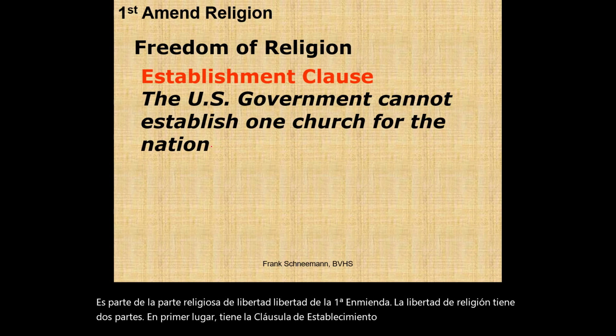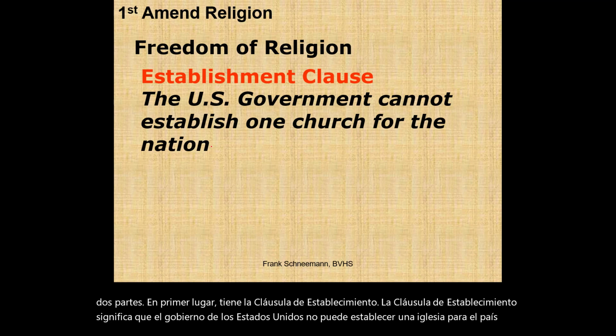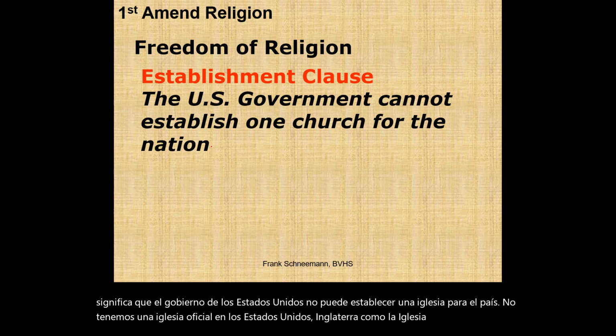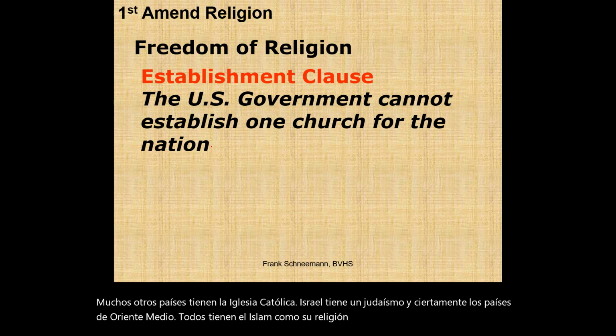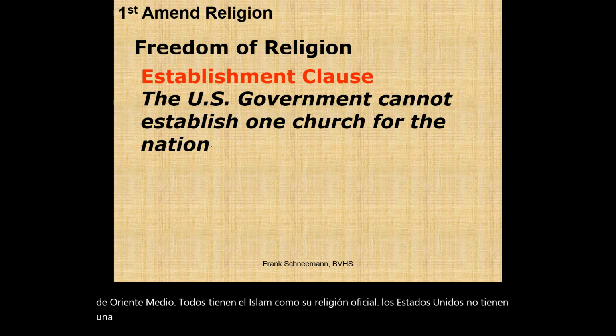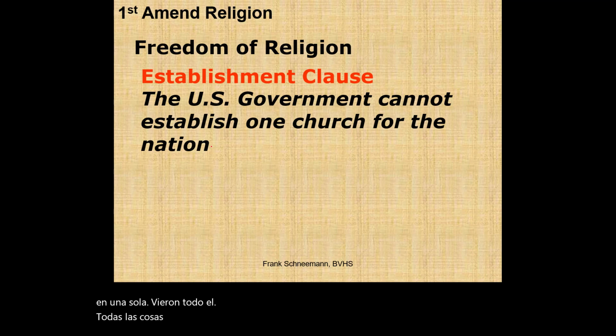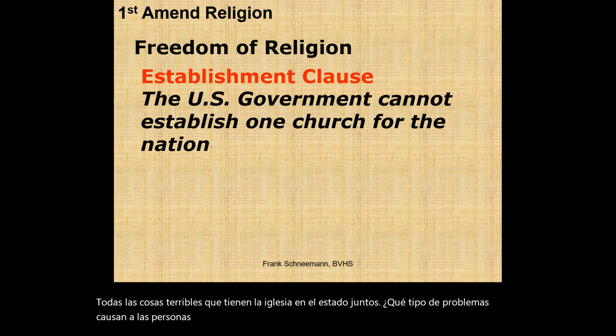England has the Church of England. Many other countries have the Catholic Church. Israel has Judaism. And certainly the Middle East countries, they all have Islam as their official religion. The United States does not have an official religion. The Founding Fathers did not want the church and the state to be combined into one. They saw all the terrible problems that having the church and the state together caused for people throughout history, and they did not want to make that mistake again.